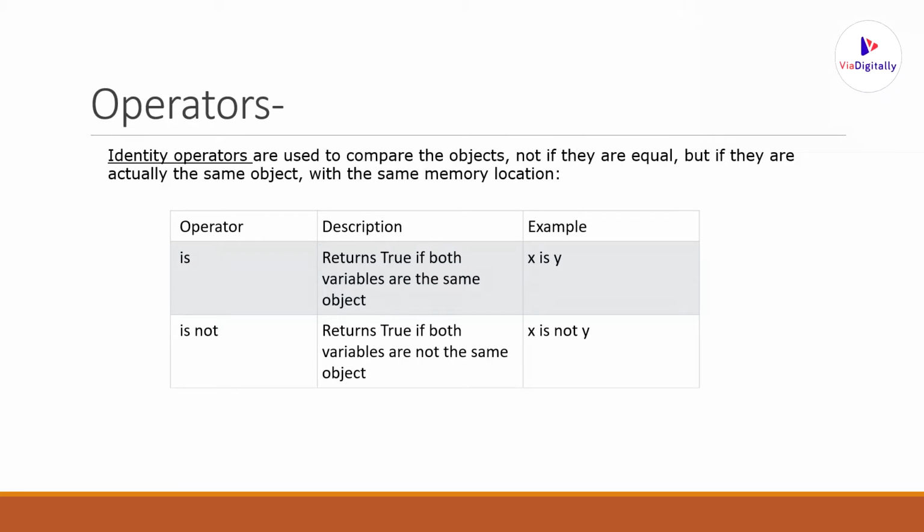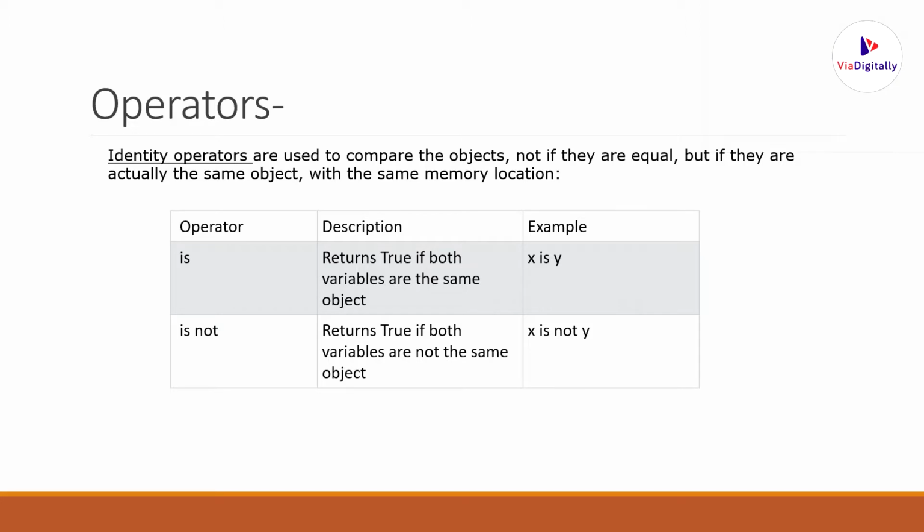Identity operators are used to compare objects, not to check if they are equal, but if they are actually the same object with the same memory location or not. It returns true or false based on the values. If they are the same, it gives true, otherwise it gives false. The first operator, is, returns true if both variables are the same object. For example, x is y. If both x and y are really pointing to the same value, then the output will be true.